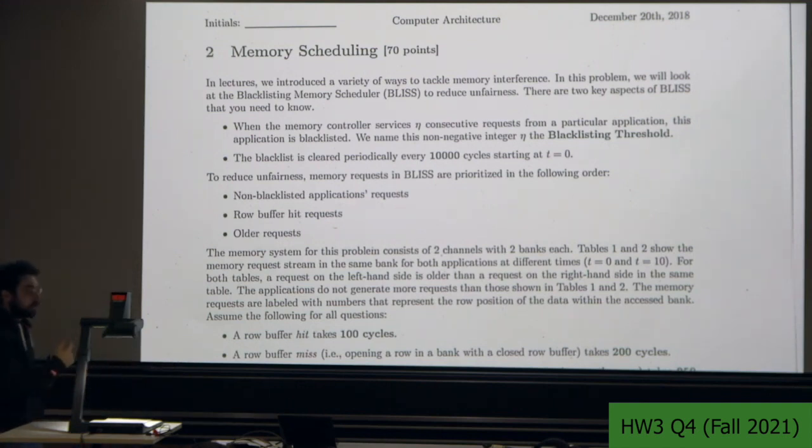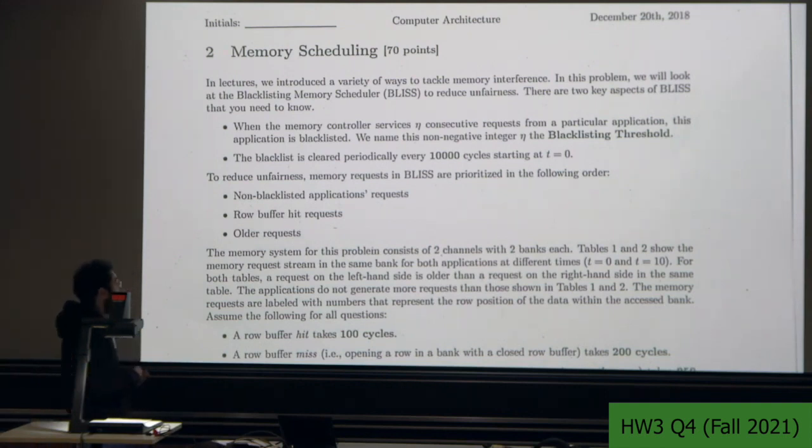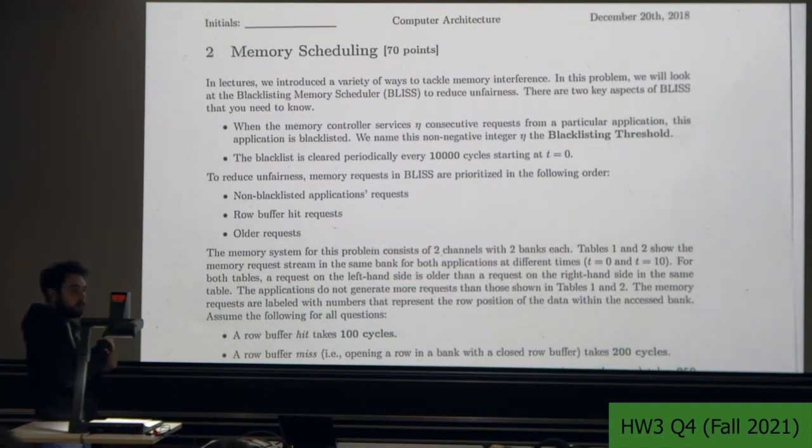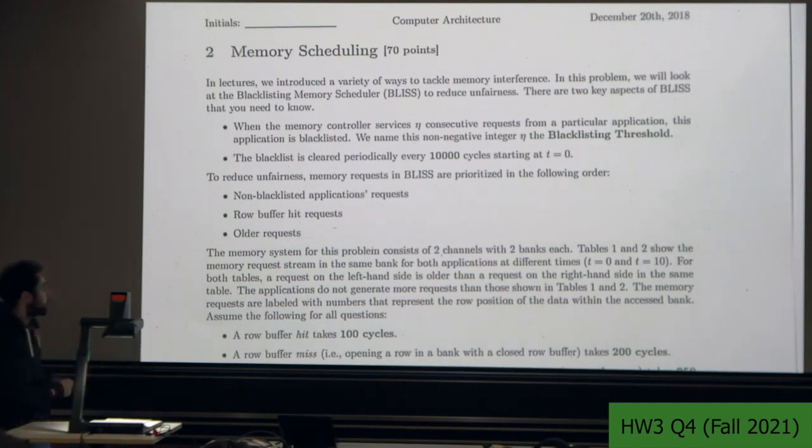To reduce unfairness, we change the FR-FCFS scheduling policy. Instead of FR-FCFS, we have non-blacklisted, then ready, and then FCFS. So we first prioritize the non-blacklisted application's requests. When you have 2 applications and one of them is blacklisted, you start executing the other one until the other one is also blacklisted.